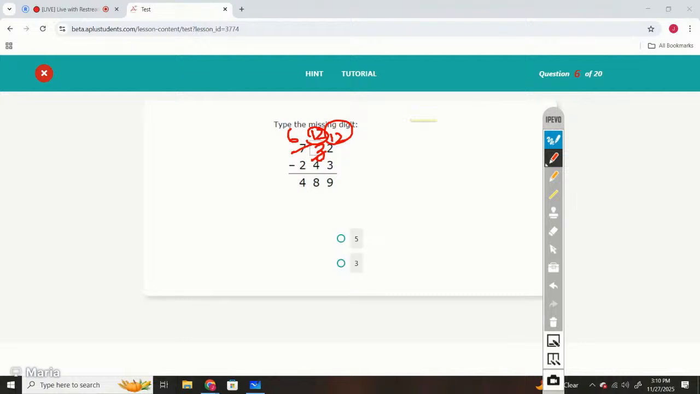So that is 489. The missing number is 3. Option number 2 is the correct option. 3 it is.